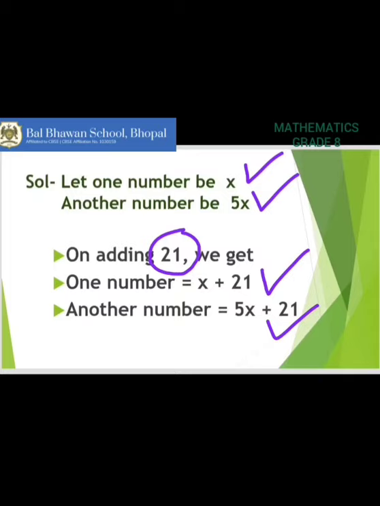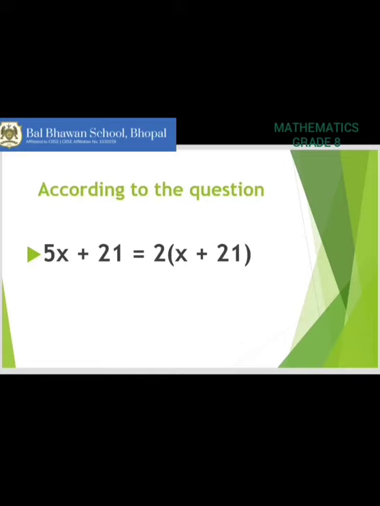Now let's frame the linear equation in one variable. Here I have written the linear equation. You see what I have written, 5x plus 21 is equal to 2 times x plus 21. Why have I written it like that? Students, in the question it is said that one of the new numbers formed becomes twice the other new number. Now they have not mentioned in the question which new number is going to be twice.